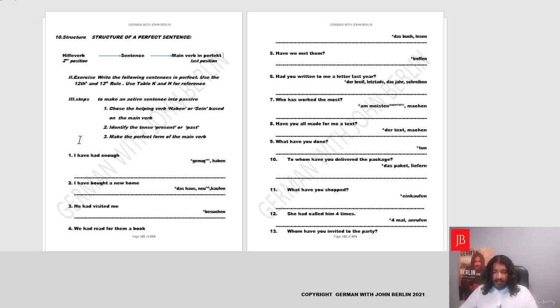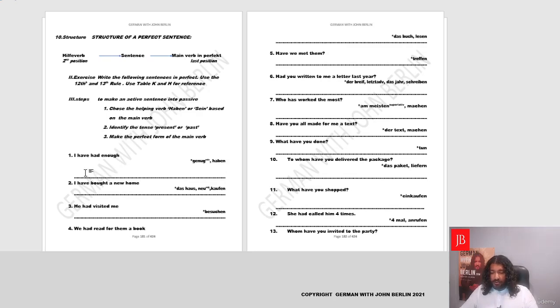So we put the verb in participle zwei. Now to attempt the sentences we have here, I have 3 steps laid out for you. You need to choose the helping verb. Either you will use haben or sein based on the main verb. Once you have found that, you need to identify the tense. Is the sentence in the present or the past tense? When you have found that, you just need to write the main verb in the perfect form. Yes, first identify the helping verb by looking at the main verb, identify the tense, is it present or past, and then write the main verb in perfect.